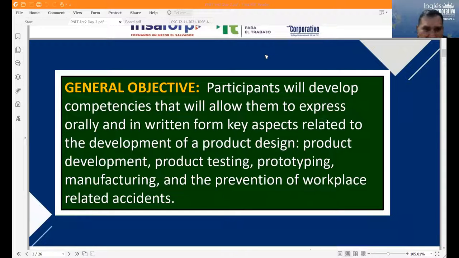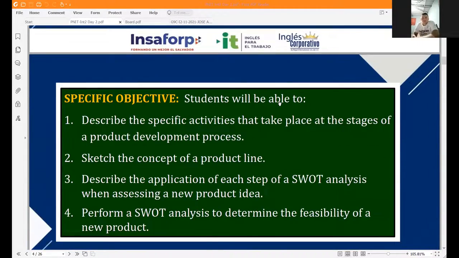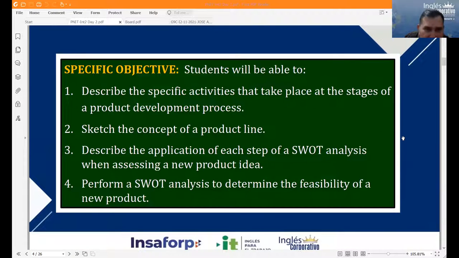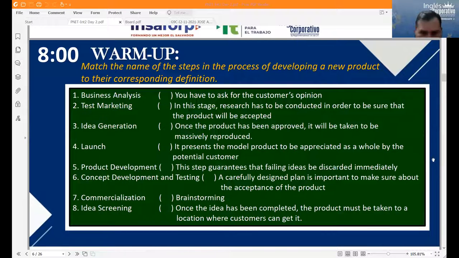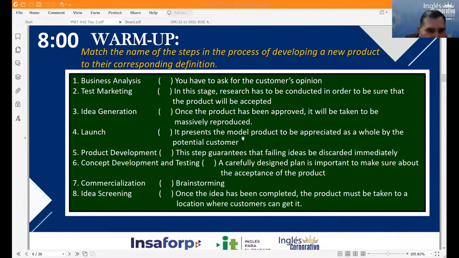General objective is this. Specific objectives are these. Okay, this is today's class objective. Students will be able to describe the specific activities that take place at the stages of a product development process. Okay, we're going to start with this exercise. So I would like you to look at them. Look at this, and you help me. Which is which?